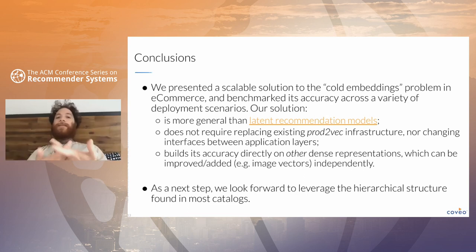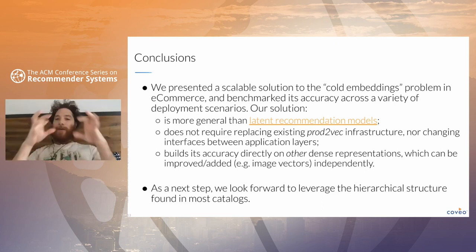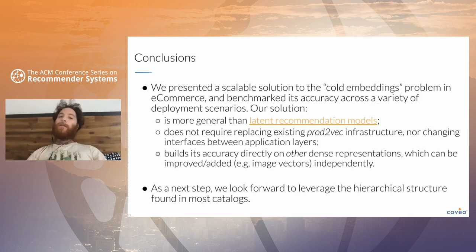And of course, it builds its accuracy directly on other dense representations, meaning that if we want to add image vectors, or if tomorrow we have BERT 2, which is better at encoding meaning, we can totally swap in and swap out different representations and basically improve everything downstream without any change. As a next step, we look forward to leveraging the hierarchical structure found in most catalogs, which means directly exploiting the category tree that you can find in catalogs to further improve the quality of our representation. Thanks so much.